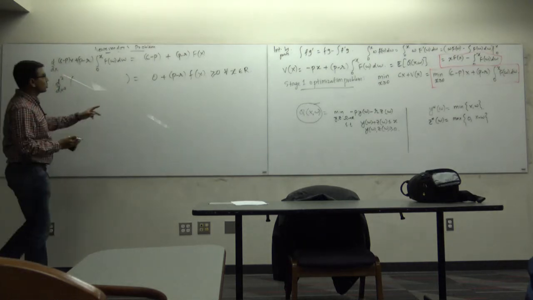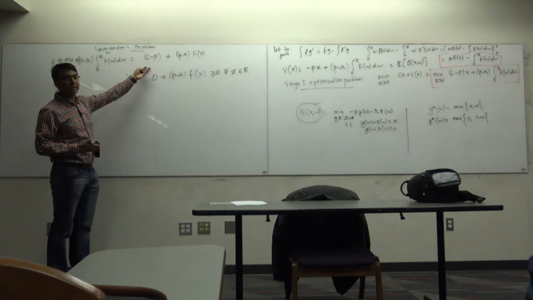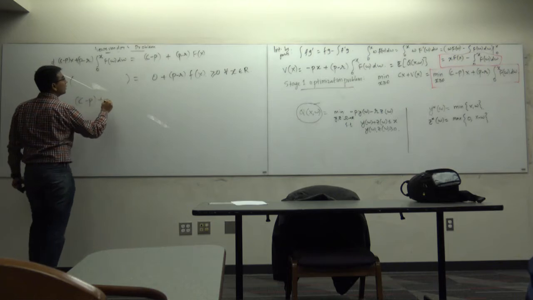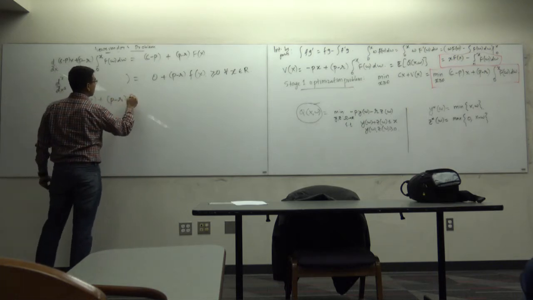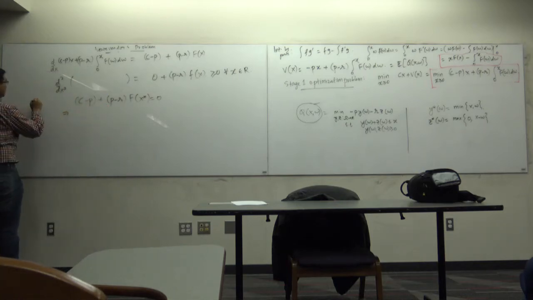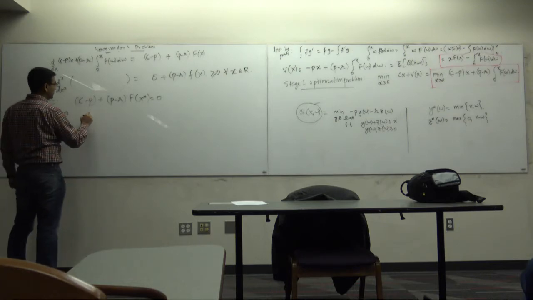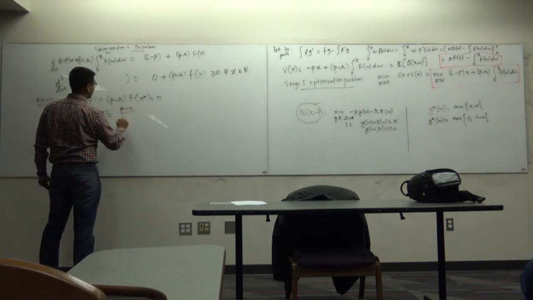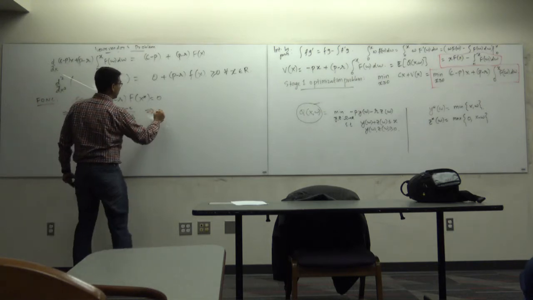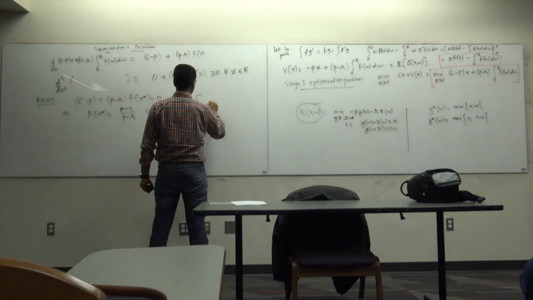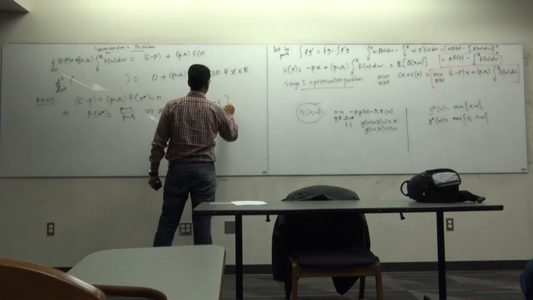So now all I have to do is set the first derivative equal to 0, and that gives me the optimal x star. So I have c minus p plus (p minus r) f(x star) equals 0. So this is the first order necessary condition. And this gives me f(x star) equals (p minus c) over (p minus r). X star equals F inverse of (p minus c) over (p minus r).